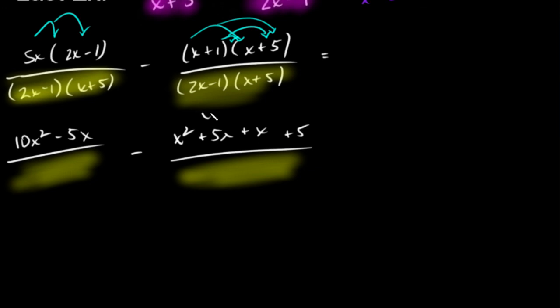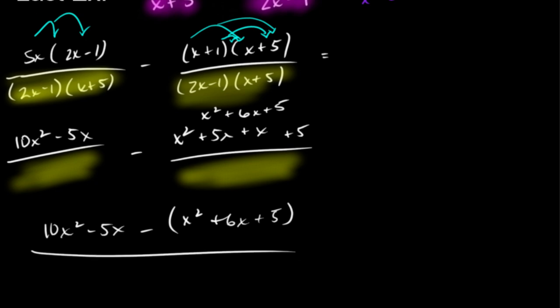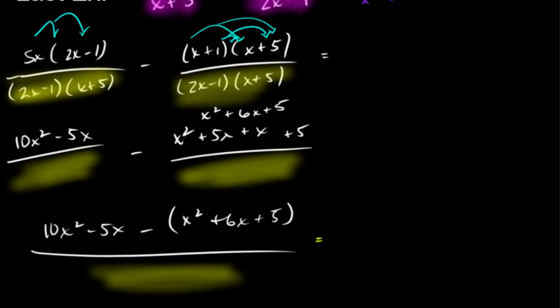Now, moving right along, this top can simplify by combining like terms, just like this. Okay, the 5x and the x make 6x. Then it's going to be this top piece minus this piece, because they have a common denominator, so we're just going to combine the tops and keep the bottom. 10x squared minus 5x minus x squared plus 6x plus 5, all over this denominator, which is going to equal, now we have to distribute the negative sign in.